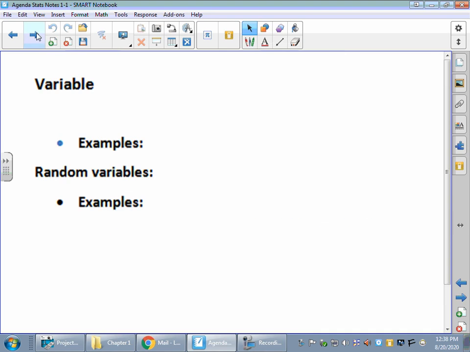So you've probably heard of a variable before. If you've had me for math, I know you've heard of a variable, right? A variable is an unknown when we don't know something. In statistics, a variable is a characteristic or attribute that can assume different values. That's exactly what it is in every math class. Our variable can assume different values.